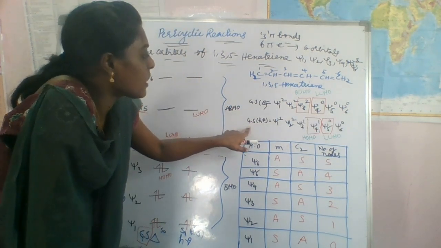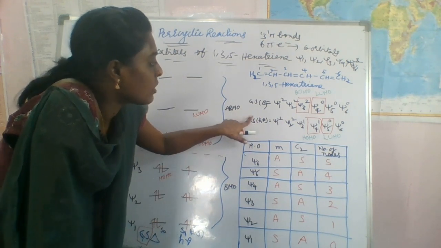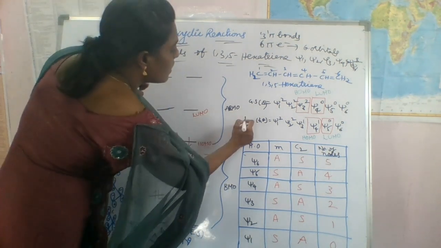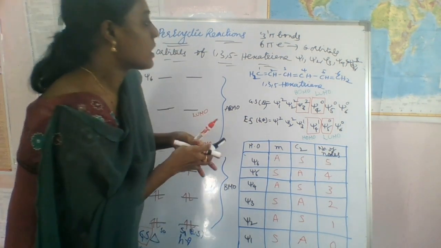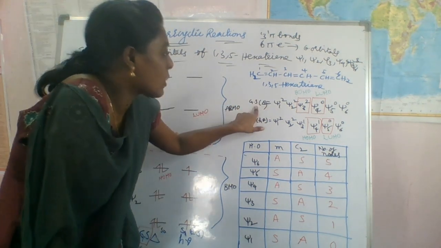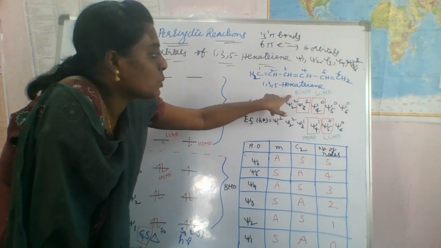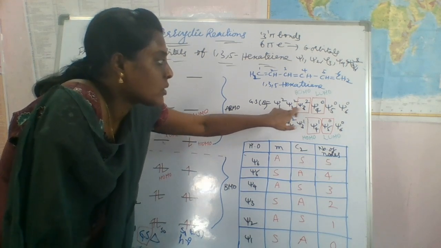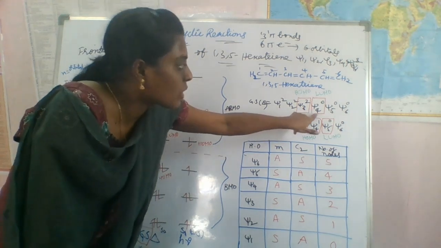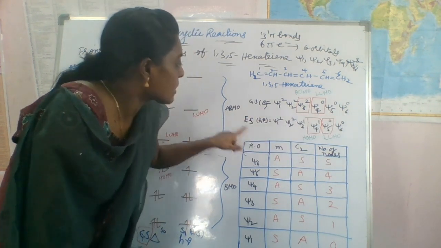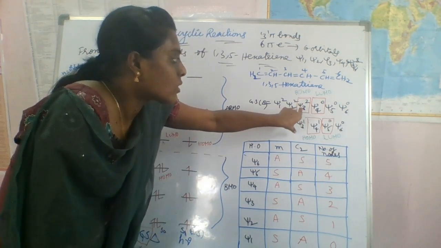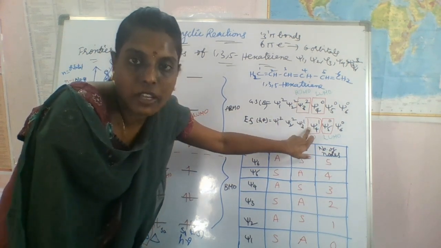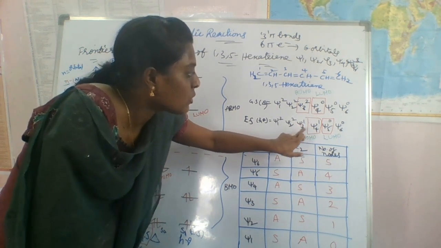Next we have to write the ground state configuration. For photochemical conditions it is not the ground state, it is an excited state, because this is the ground state configuration: psi 1 2, psi 2 2, psi 3 2. This means 6 electrons are filled in the psi 1, psi 2 and psi 3 orbitals. There are no electrons in psi 4, psi 5 and psi 6. In the excited state, one of the electrons present in the psi 3 orbital will be excited into the higher state, which is psi 4.